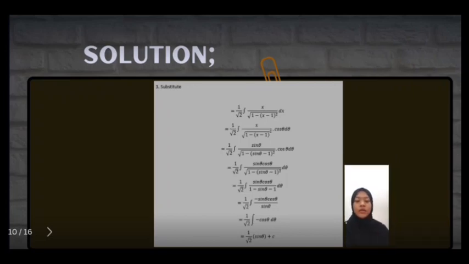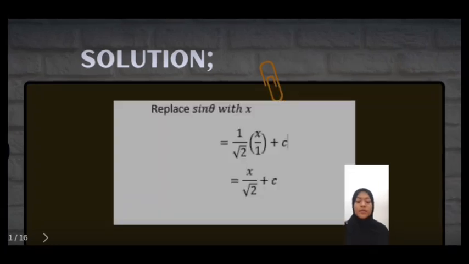Next, we are going to integrate the negative cos theta d theta, which will leave us with 1 over square root of 2 times sine theta, because when we integrate negative cos, we will get sine plus c. Next, we are going to replace sine theta with x. So we will get 1 over square root of 2 times x over 1 plus c. So we can cancel out the 1, which will leave us with x over square root of 2 plus c. That's all for me. Thank you.